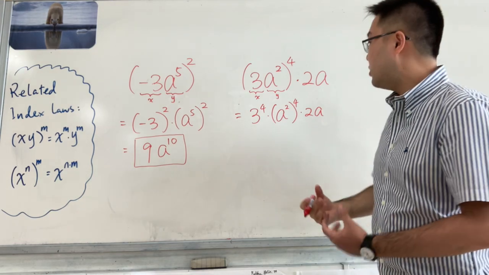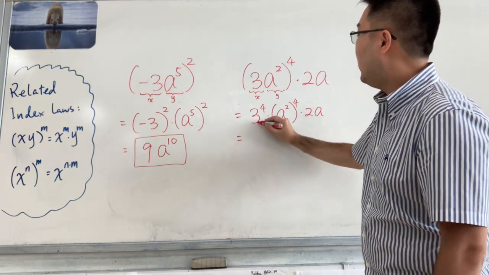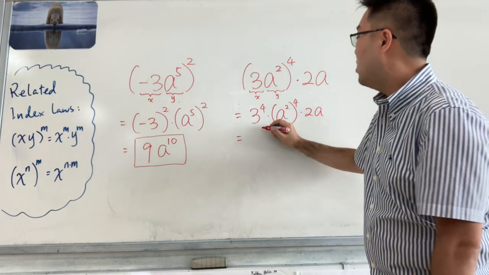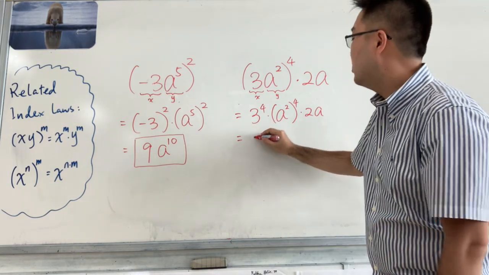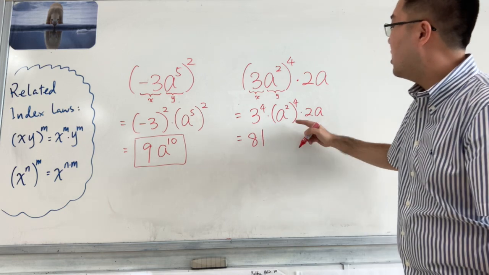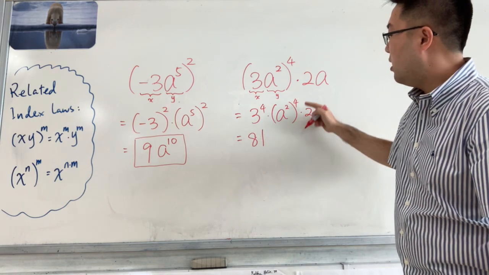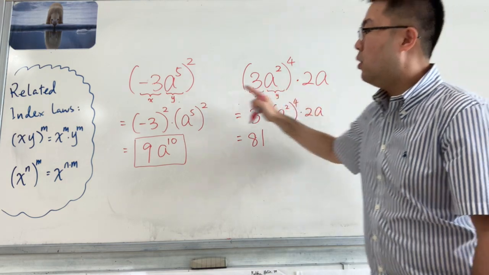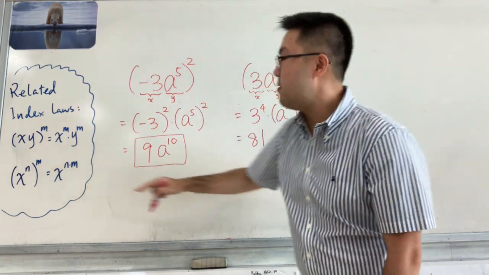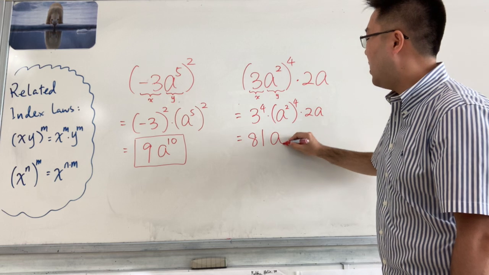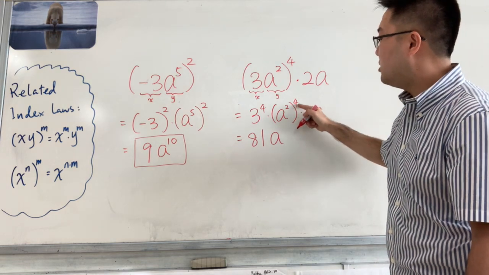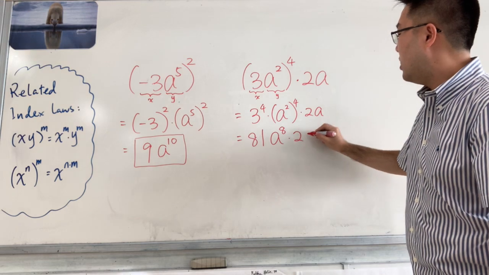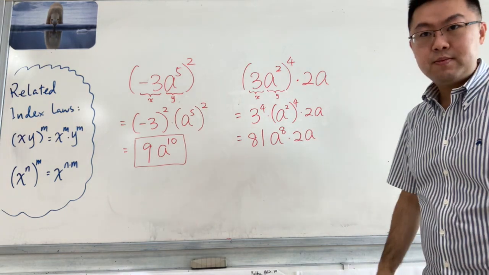All right, let's try to simplify each part. 3 to the power 4 is 3 times 3 times 3 times 3, which is 9 times 9. We have 81 here. And to simplify this part, a squared, the whole thing to the power 4, we have to use the second law here. So that's a to the power of 2 times 4, which is 8. And don't forget the 2a at the end.